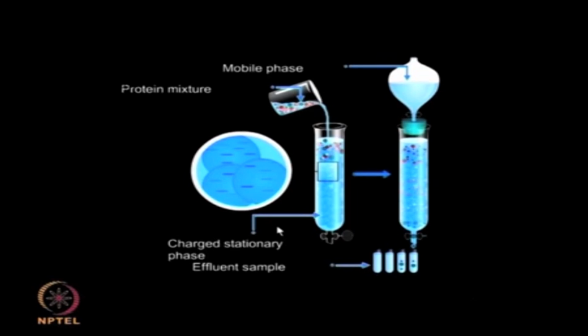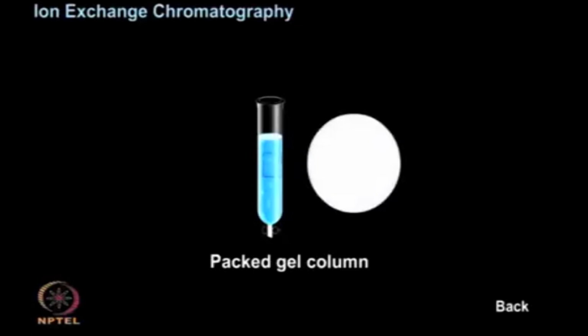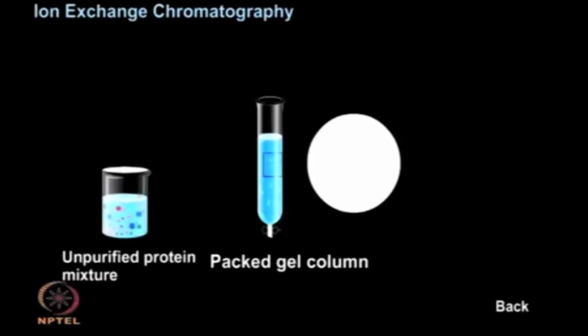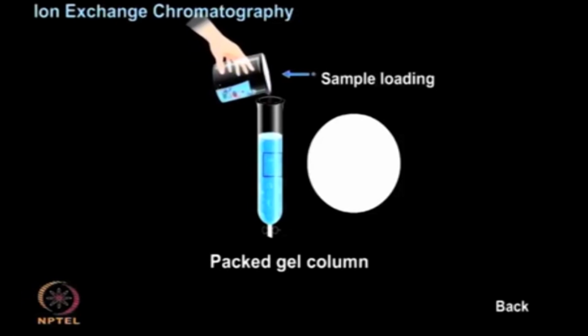After giving you a brief description of the components, let me show you the process in animation. The column is packed with a suitable cation or anion exchange resin depending upon the charge of the protein that needs to be bound to the column and purified. The anion exchange column is then loaded with the impure protein mixture consisting of various positively and negatively charged proteins.